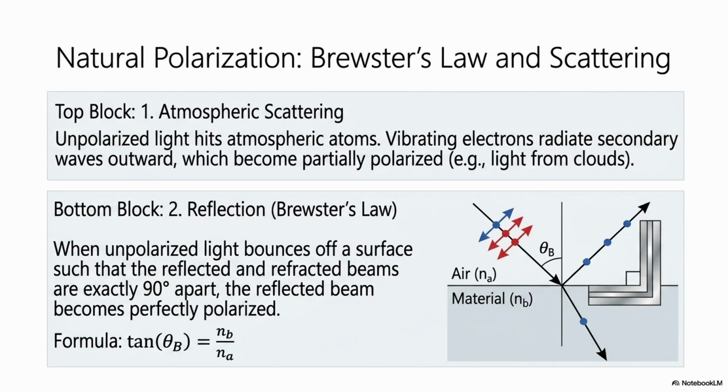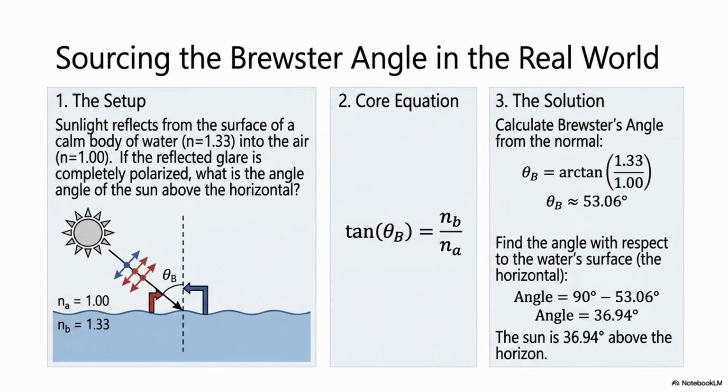Moving to our final slide, slide 15, we have Lab 4, sourcing the sun's angle. Right, so we have sunlight reflecting off calm water, and the glare hitting our eyes is completely polarized. By using the formula for Brewster's angle, taking the arctangent of the water's index divided by the air's index, we find the magic angle is roughly 53.06 degrees from the vertical normal line.